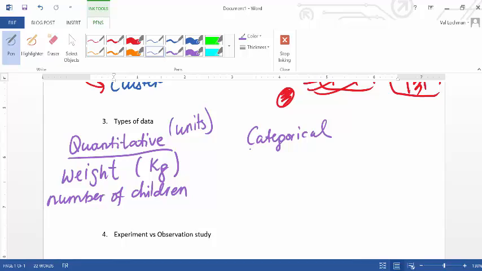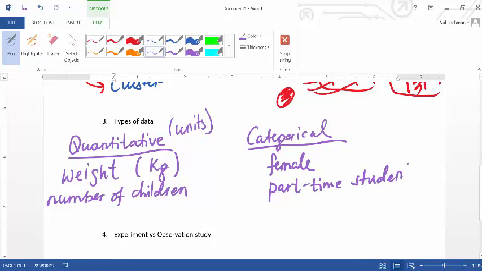All right. Then categorical. Here, no measure, you cannot measure it. So what could be an example? Any characteristic that is just kind of like a label. So female students, proportion of female students at FCC. Then what else? Part-time students, right? So part-time students.